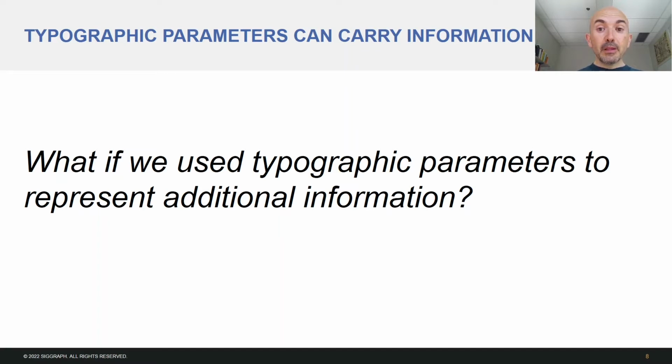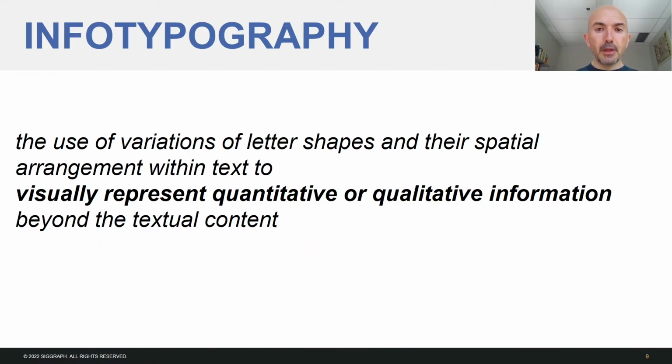In summary, typographic parameters can carry information, but what if we use typographic parameters to represent additional information beyond tone, identity, or brand? This is what we call infotypography, the use of variations of letter shapes and their spatial arrangement within the text to visually represent quantitative or qualitative information beyond the textual content.